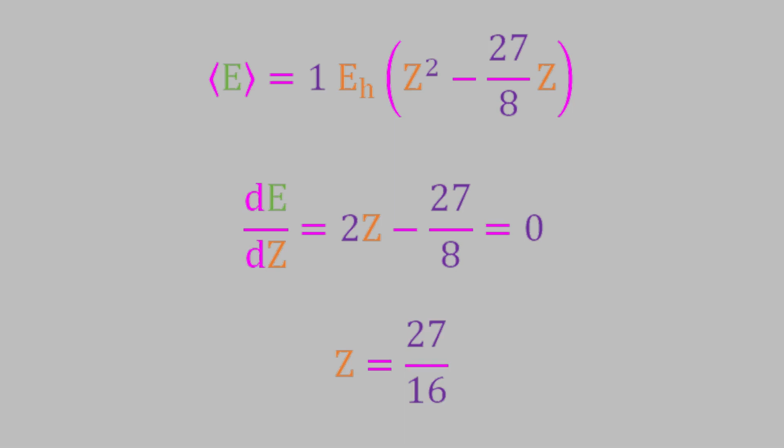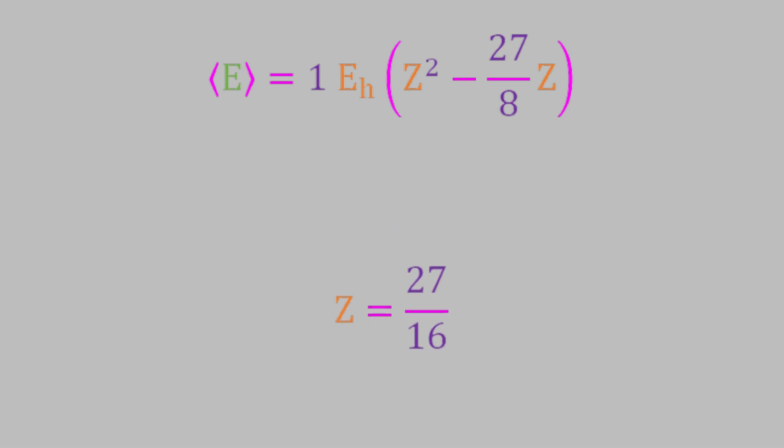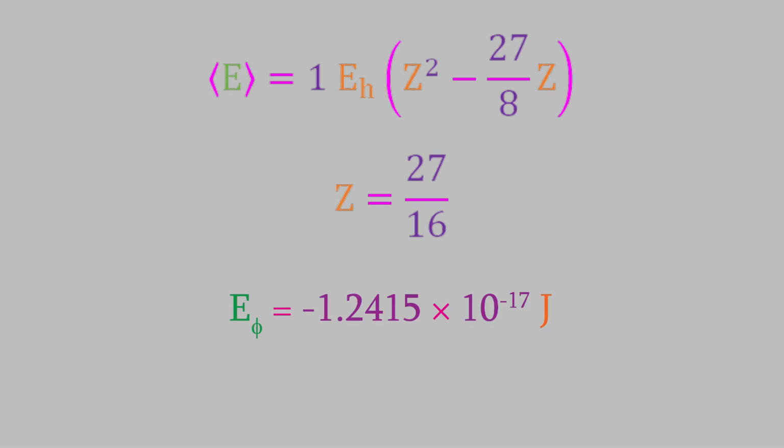So, now that we know z, we can plug that into the equation for energy. When we do, we find that it gives us an energy of negative 1.2415 times 10 to the minus 17 joules. How close is that to reality? Well, if we actually measure the energy of a helium atom, we find out that it's negative 1.2658 times 10 to the minus 17 joules.